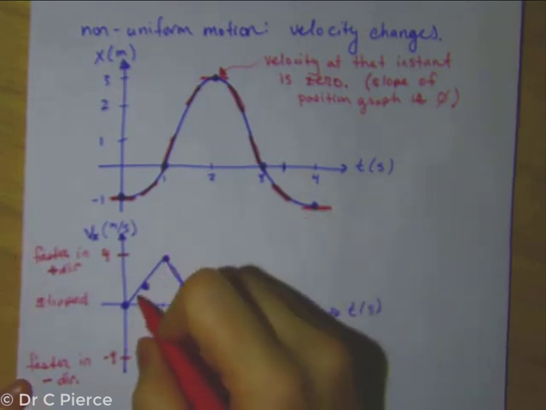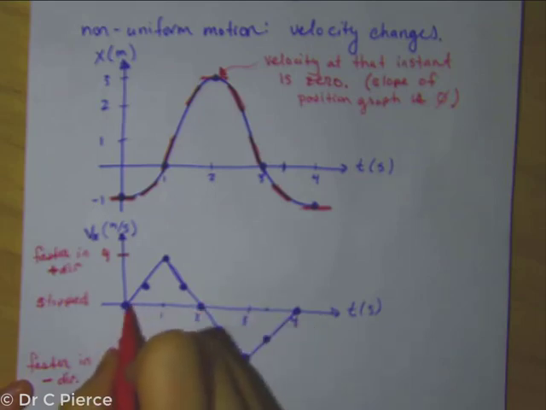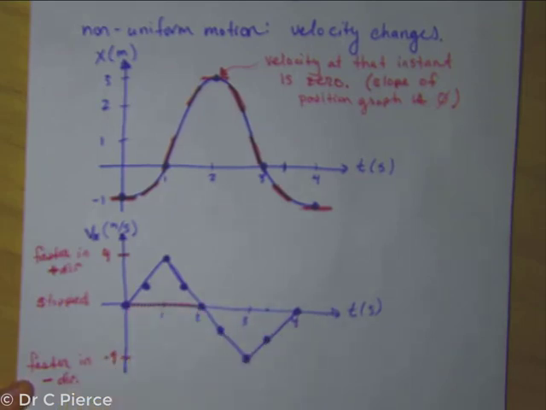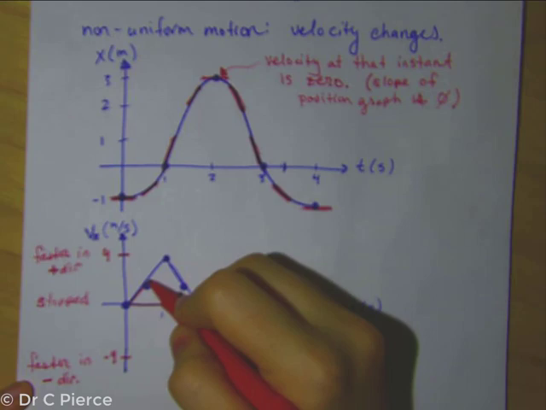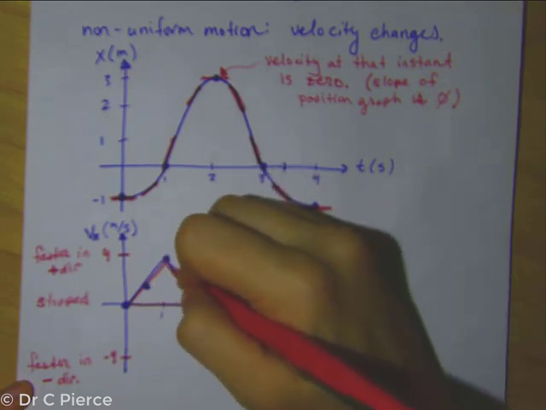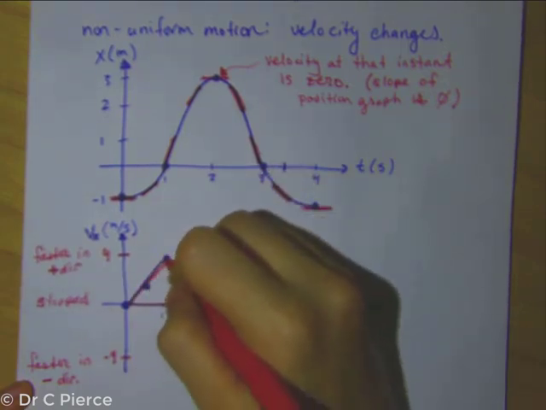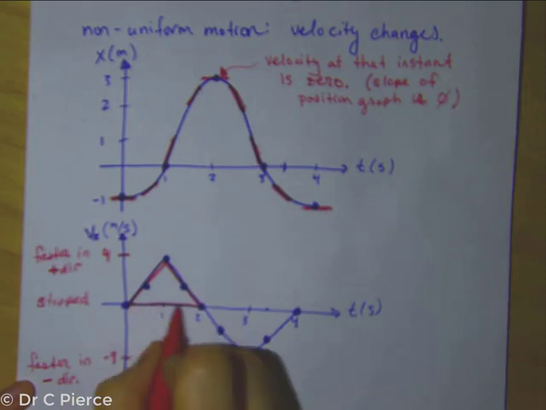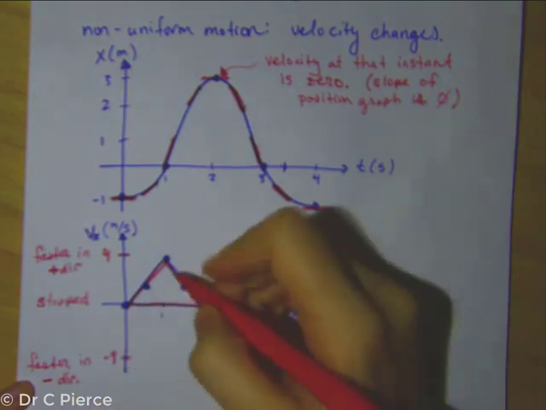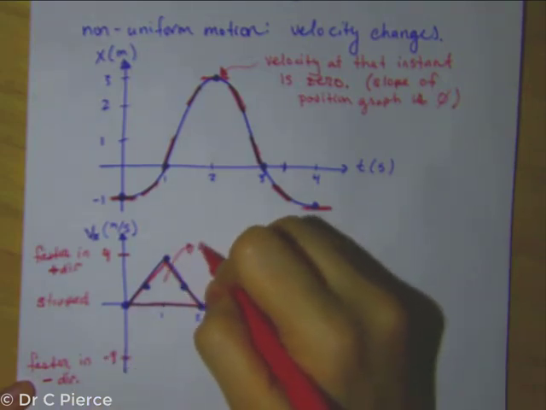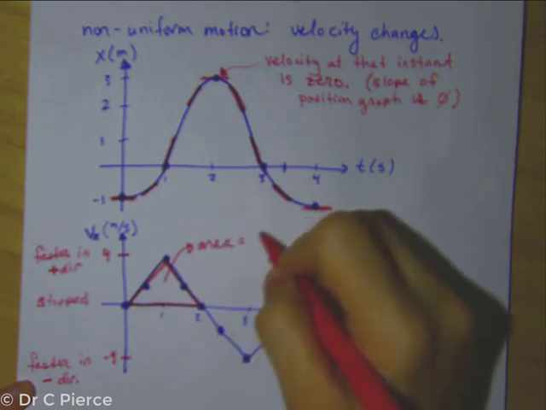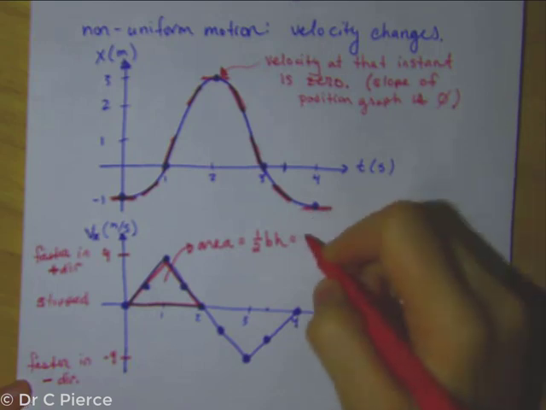So what about this time interval from 1 to 2 seconds? What is the area under the graph here from 1 to 2 seconds? So we could find its displacement during that time. Looks to me like a triangle. And the area of a triangle is 1/2 base times height.